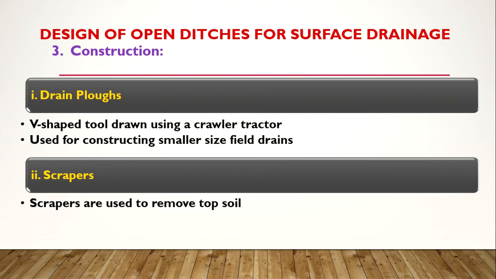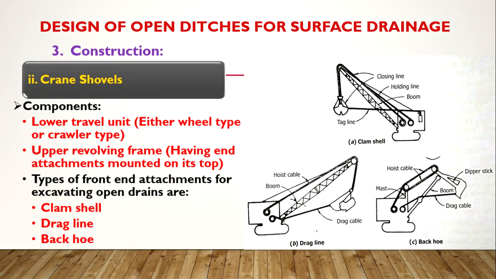It will make shallow ditches. Okay. Third one is crane shovels. This is the most important thing which we will use for constructing open ditches. They have two main parts. One is the lower travel unit. It can be a wheel type or crawler type tractor.